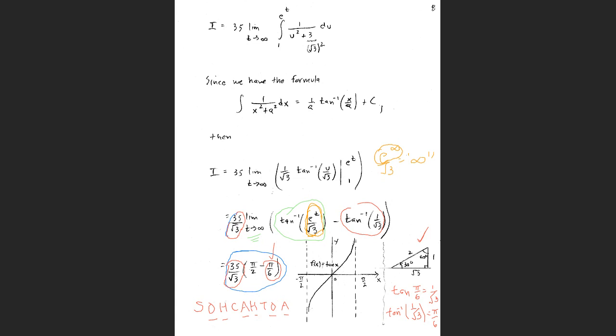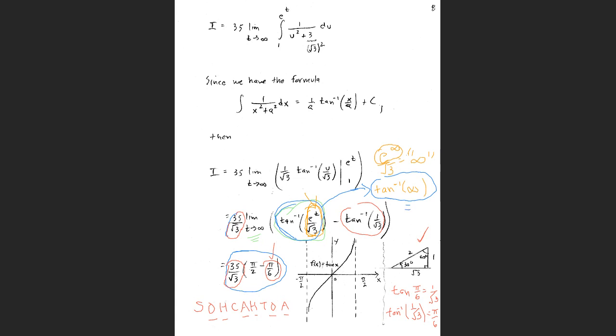I appreciate all responses. You're letting t go to infinity here, right? So e to the infinity gets big, over root 3, it gets big. So essentially you're looking at the arctangent of infinity. As t goes to infinity, this is going to behave like the arctangent of infinity. Well, what would that equal?